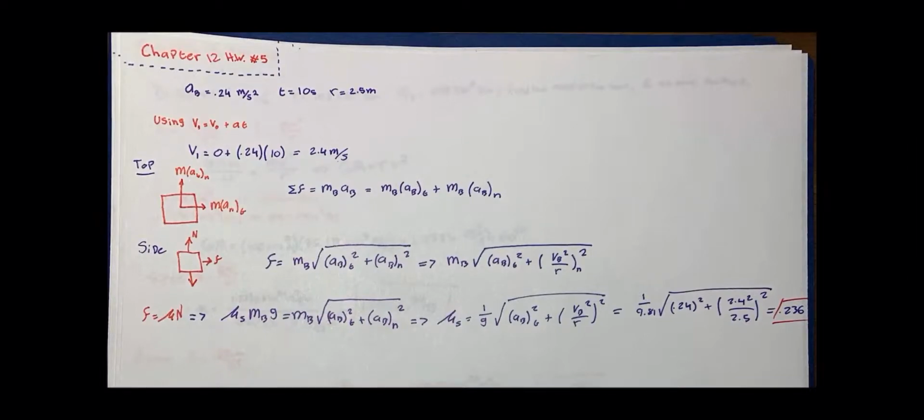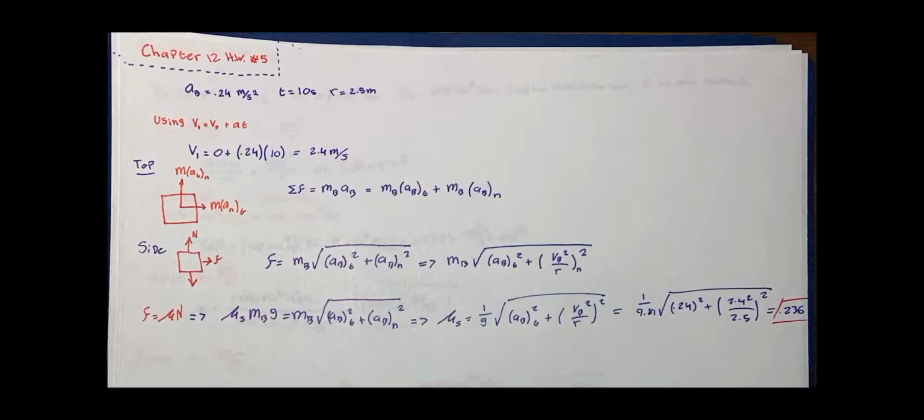Number 5, we have a turntable with a block on it, and the block begins to move, and we're supposed to find the coefficient of static friction between the trunk and the turntable, knowing that it's accelerating 0.24 meters per second squared, and it takes 10 seconds to do so, and the radius it's moved is 2.5 meters.